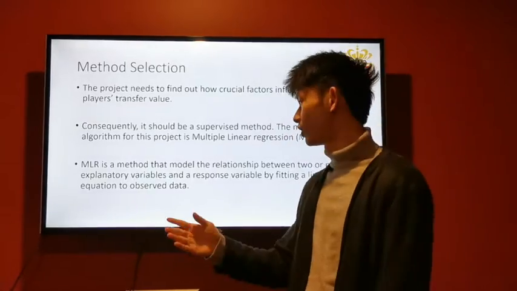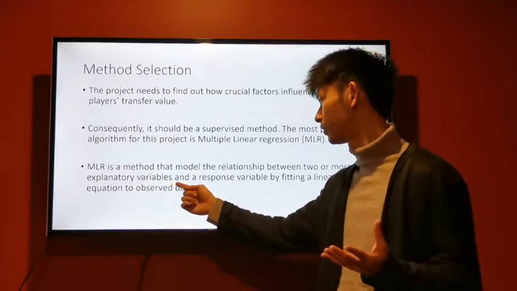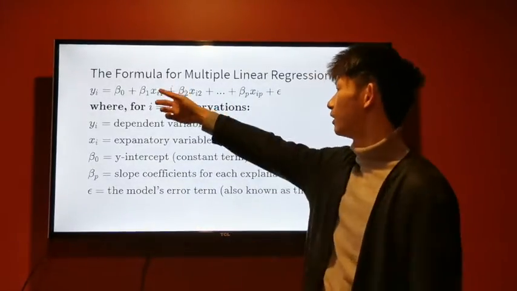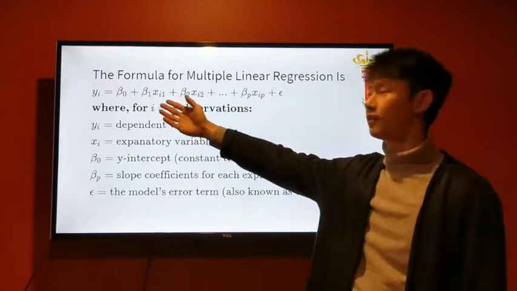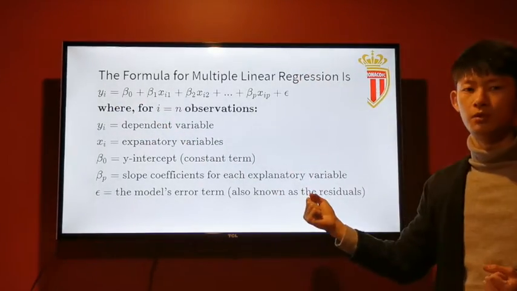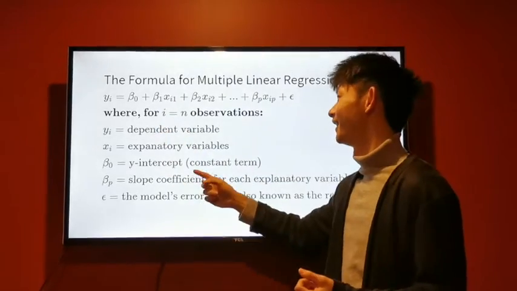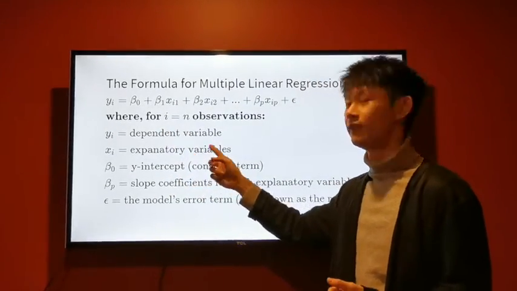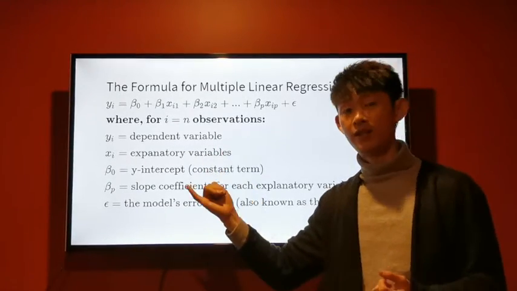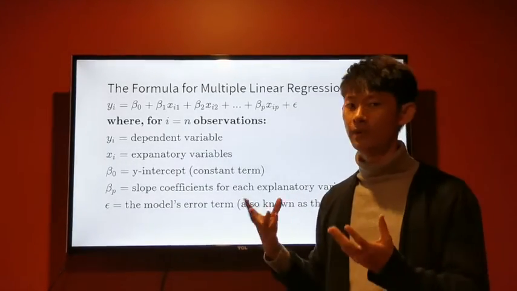Multiple linear regression is a method that models the relationship between 2 or more explanatory variables and a response variable. The formula for the MLR is on the screen. The yi stands for the dependent variable, and in our case, it is the market value of the players. And the xi are the explanatory variables such as dribbling, strength, sprints, and acceleration, which will affect the market value of our players.